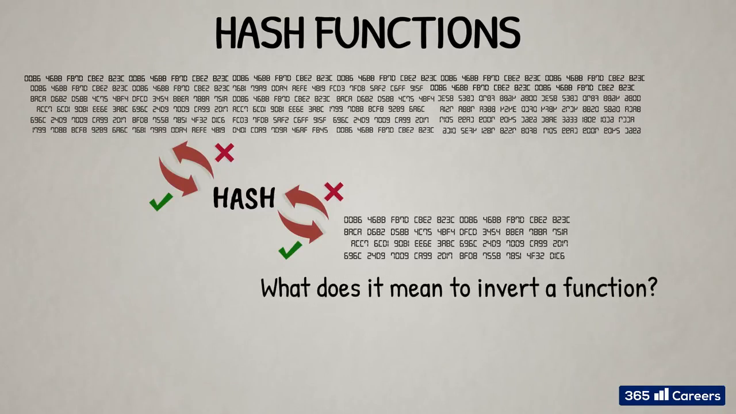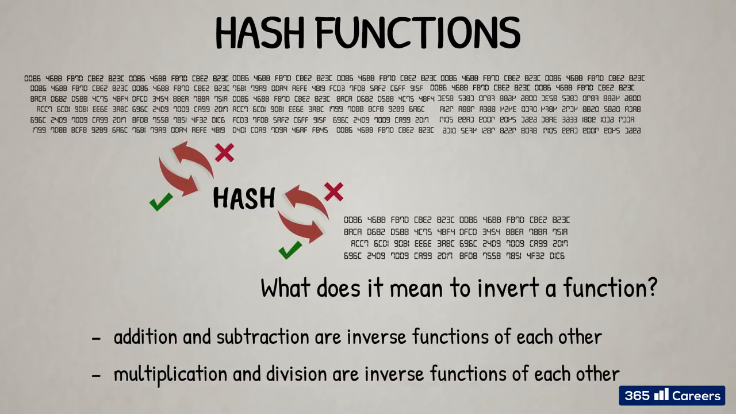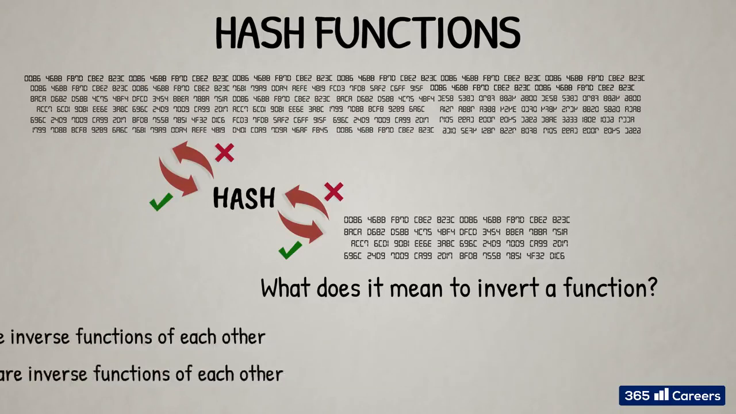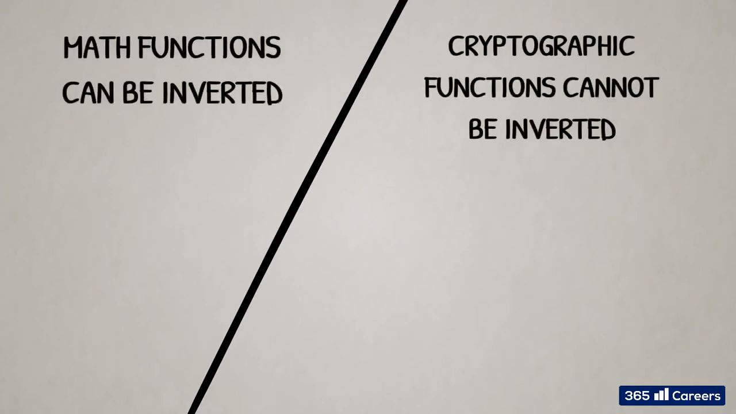Once we have the output, we cannot simply invert the function, plug in the output, and get input data on the other end. To illustrate what it means to invert a function, consider the four basic mathematical operations. Addition and subtraction are inverse functions of each other. Multiplication and division are inverse functions of each other. We can always construct equations with these functions to find any unknown variable. For example, 3 times x equals 15. x equals 15 divided by 3 equals 5. Many mathematical functions can be inverted in a similar way.